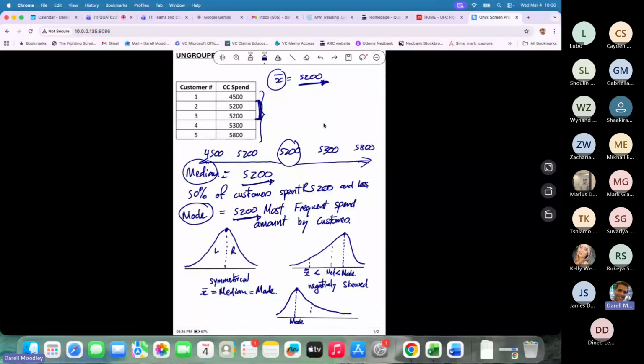Then in the middle, we have our median. And then lastly, at the end, we have our average or mean. So here, the mode is the smallest, the median is the middle, and the mean is the largest. Okay, and when that happens, then it's positively skewed.